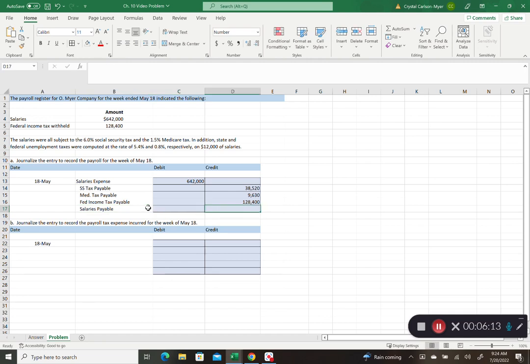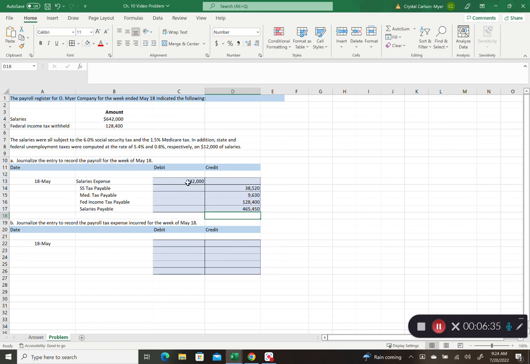And to figure out the amount, you're going to take your debit of $642 and subtract out all of these amounts that you're withholding out of their paychecks to give you the amount that you're paying out to your employees of $465,450. Okay, so this particular part of the problem is done. So part A is completed.